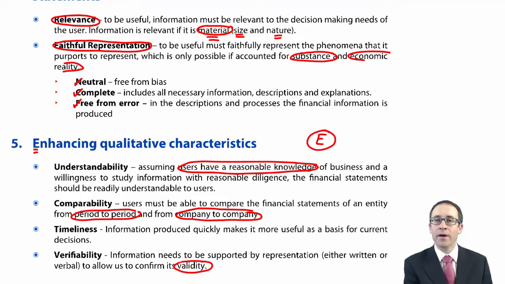There we go. So that's the first 5 aspects of the framework. You've got the role, the objectives, the underlying assumptions, the fundamental qualitative characteristics, and the enhancing qualitative characteristics. We'll go on within the next video and then complete the framework.